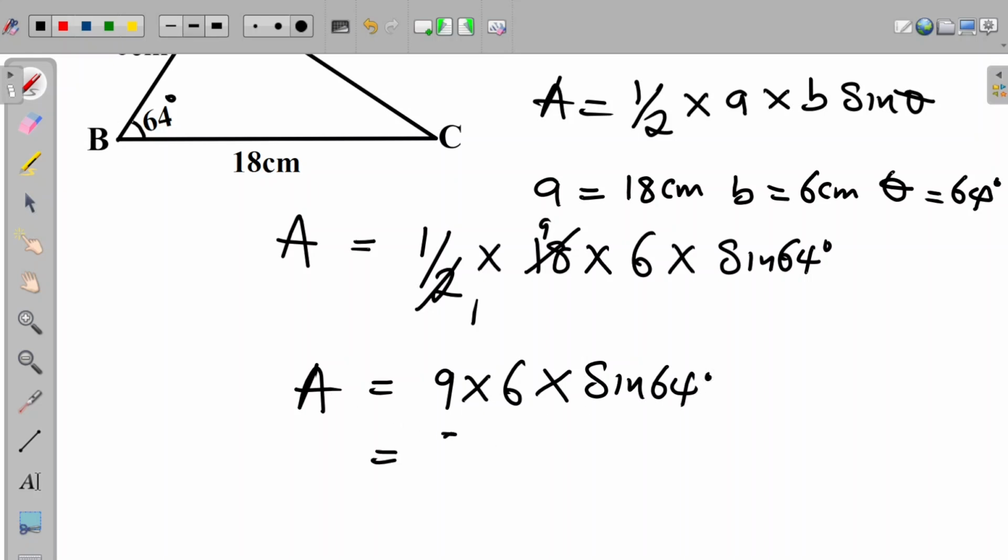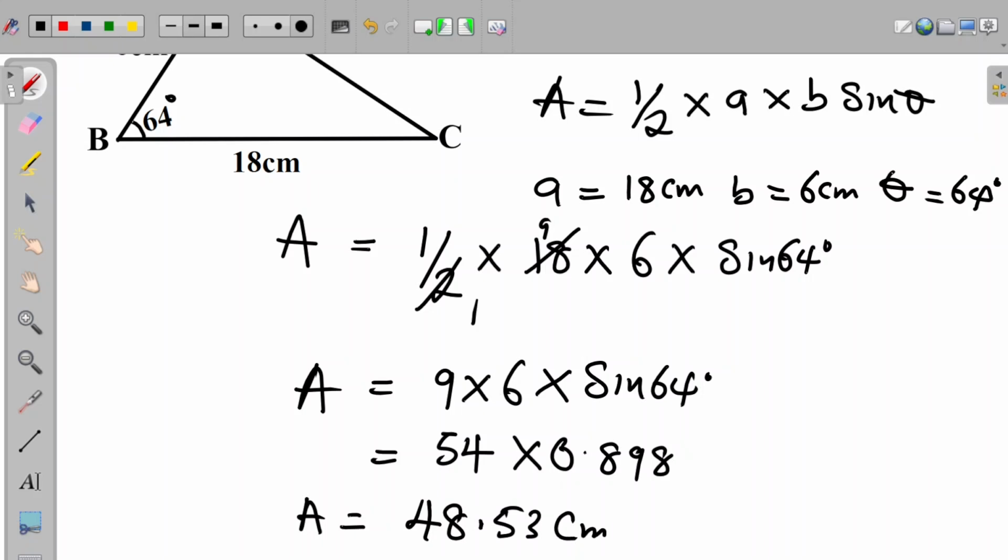9 times 6 is 54 times sine 64, which is 0.898. So area is equal to 54 times 0.898, which is equal to 48.53 cm squared. Thus, we have obtained the area of the triangle. In this video, we were able to use Heron's formula and also the other two formulas that are used to find the area of a triangle.